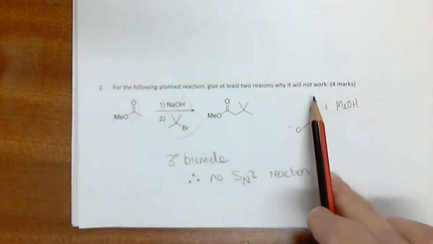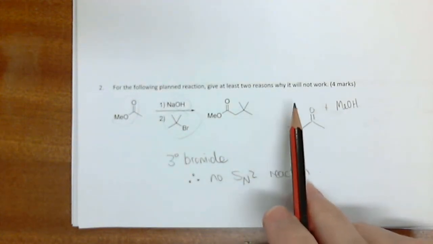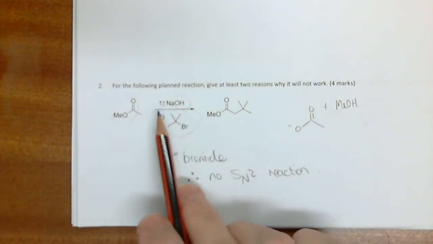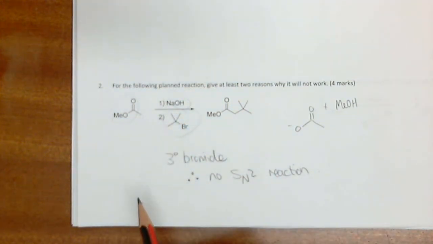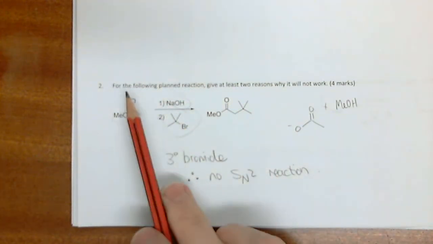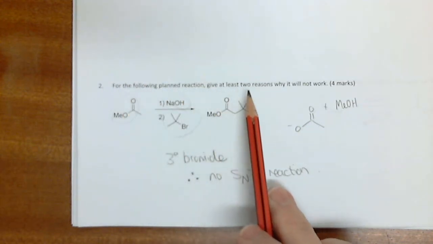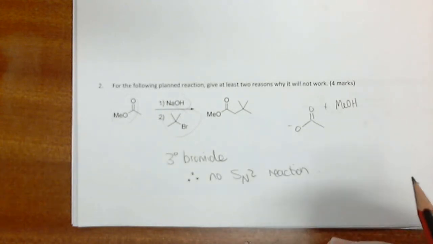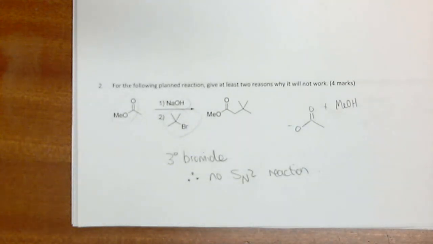Notice just in the question, not many of you did, but there were numbers who gave solutions to this problem. Just be careful when you look at questions, see what the question is actually asking. Here it's saying, for the following reaction, give at least 2 reasons why it will not work. It's not asking for you to give a way that this will work. All right, so be careful when answering questions, just to give what is needed.